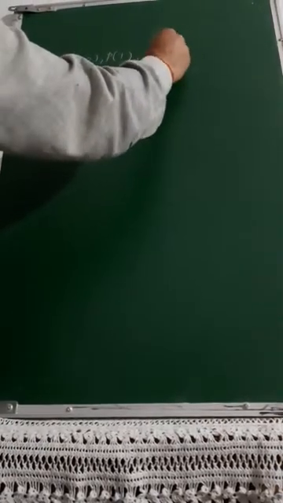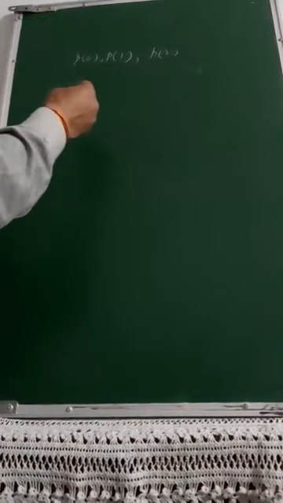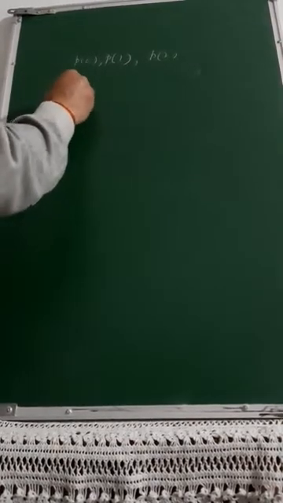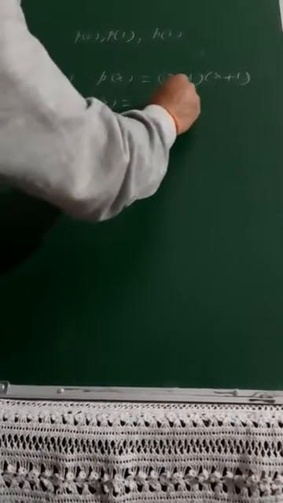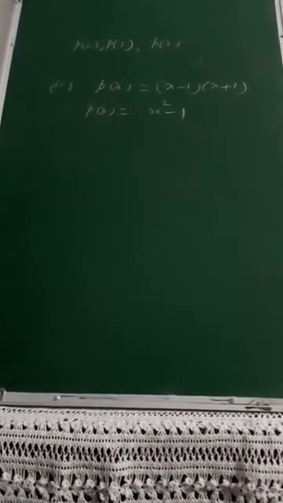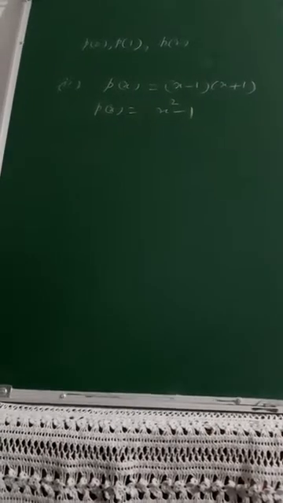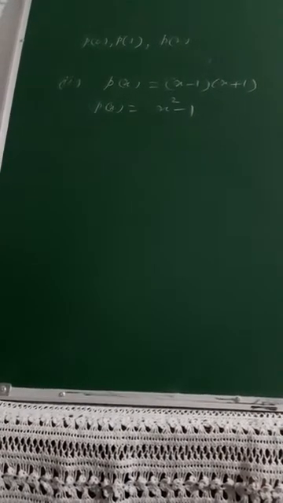Any one part I will be taking, like the second one, when it is given p(x) is equal to (x minus 1)(x plus 1). First of all you solve it. (x minus 1)(x plus 1) can be written as x square minus 1, since (a minus b)(a plus b) is equal to a square minus b square.